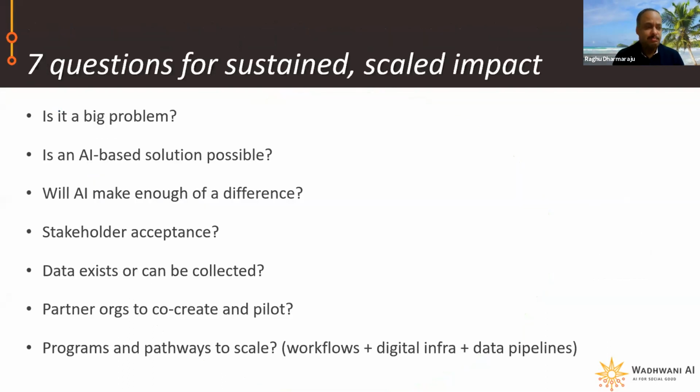And hence, before we pick up problems to work on, we not only ask whether it's an important problem to solve and whether there is an AI-based solution possible, we ask whether AI actually can make enough of a difference. There are 2 situations in which AI won't make a big difference at all. One is maybe simpler systems, such as rule-based systems, are good enough. Maybe simple heuristics will be good enough. And in some situations, even if you do AI, there are other things due to which you won't have impact. And of course, stakeholders' and users' and beneficiaries' acceptance.